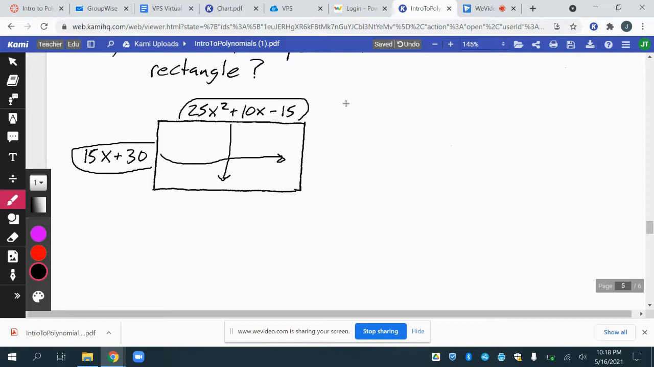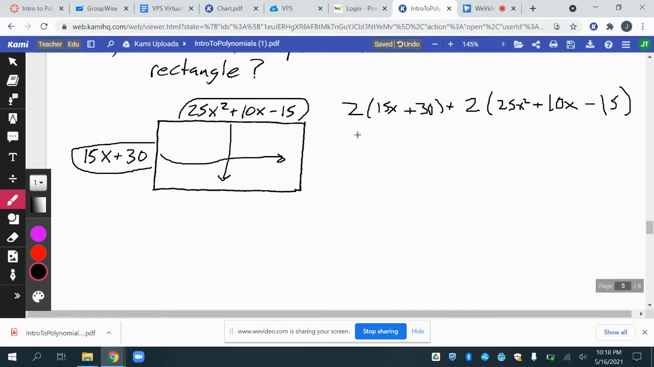I'm going to be very fancy. I'm going to write 2 of the height of this rectangle, which is going to be 15x plus 30. So now I have 2 of my sides. And then I'm going to also say I need to add that to 2 of the top, which would be the top and the bottom, right? 2 times 25x squared plus 10x minus 15.